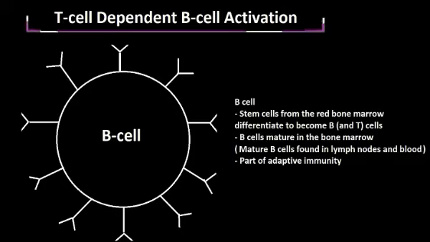Stem cells from red bone marrow differentiate to become B cells. B cells mature in the bone marrow. However, you could also find mature B cells in the lymph nodes and throughout the blood. In order for a B cell to be activated with the help of a T cell, the antigen present must be a T cell dependent antigen, which are going to be proteins. And these are going to be proteins of the virus, the bacteria, or whatever agent has invaded the body.